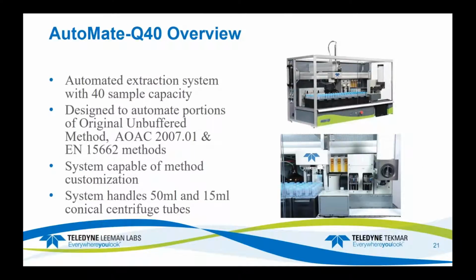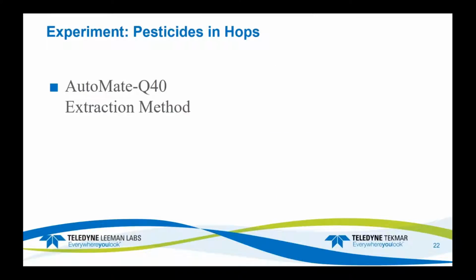The Automate Q40 takes that whole piece from the homogenate to that final extract and automates it. It can do 40 positions, and depending on the method, you can look at run times anywhere from 4 to 8 hours, depending on what type of method you're doing for 40 samples. And it uses standard 50 mil and 15 mil polypropylene centrifuge tubes.